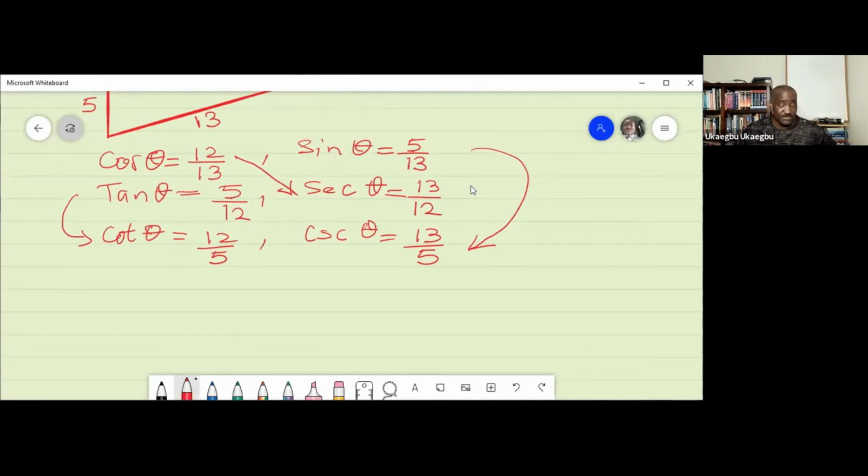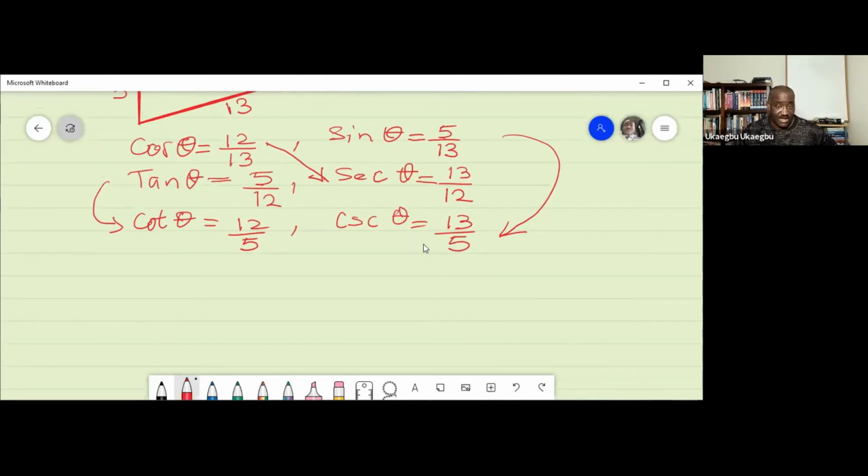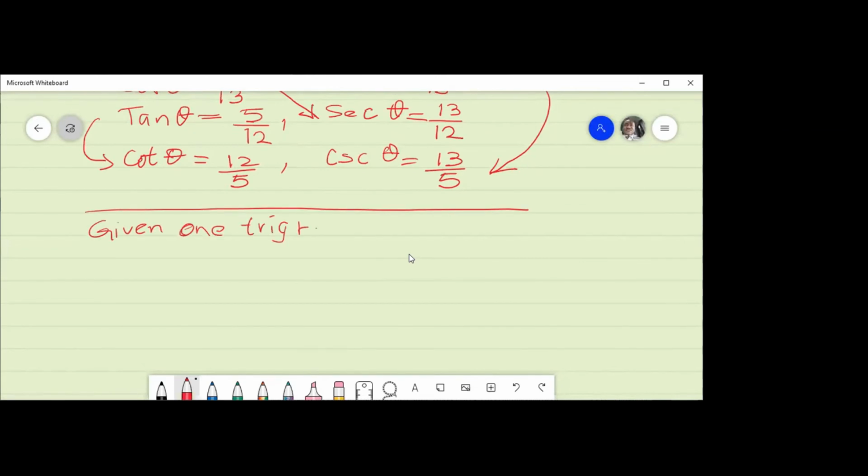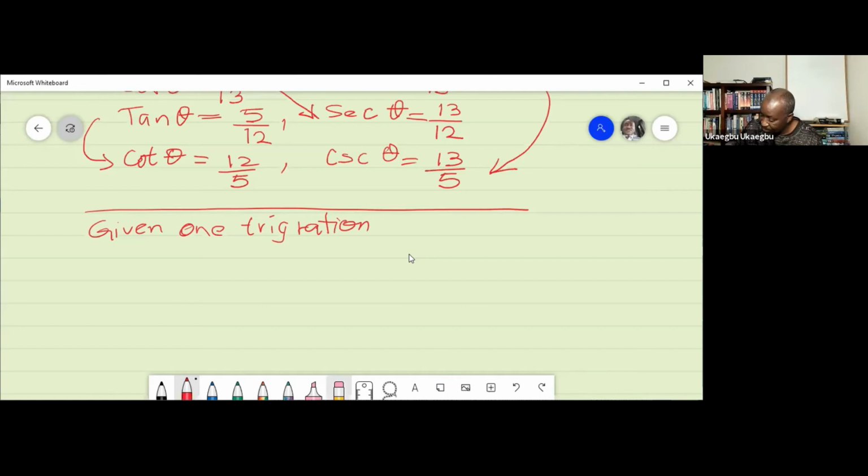All right, let me draw another triangle, and we take it from there. Given one trig ratio, you may determine the other trig ratios. Given one of them, determine the other trig ratios.